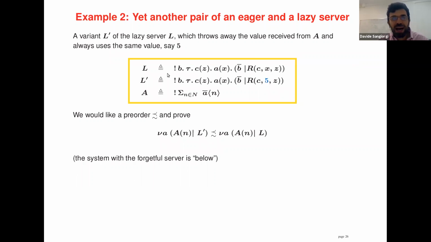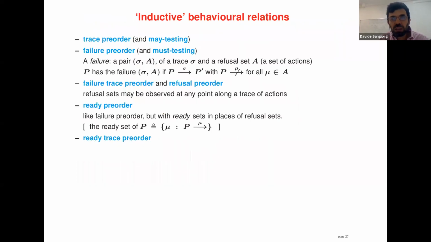This is another example, in which I'm considering a variant of the lazy server. This forgetful lazy server simply throws away the integer received from the auxiliary server and always uses the same integer, in this case 5. So we have a 5 instead of an X. Of course, now the forgetful system is not the same as the original system because the forgetful system is more constrained. It has less non-determinism. However, if we had a preorder, we could express this. We would like to be able to say that at least everything that happens in the forgetful system can also happen in the ordinary system, but we cannot using bisimilarity because, as I said before, it does not have a preorder from which it is produced.